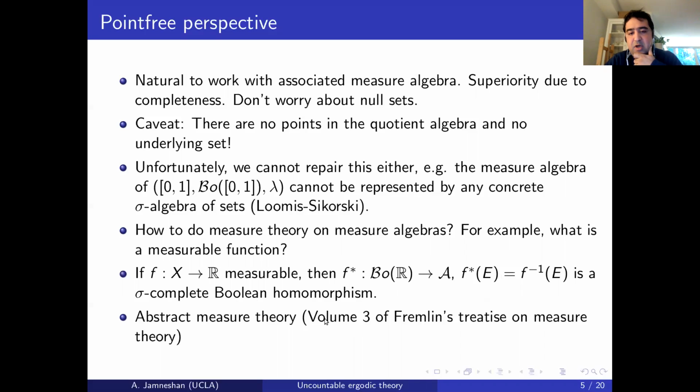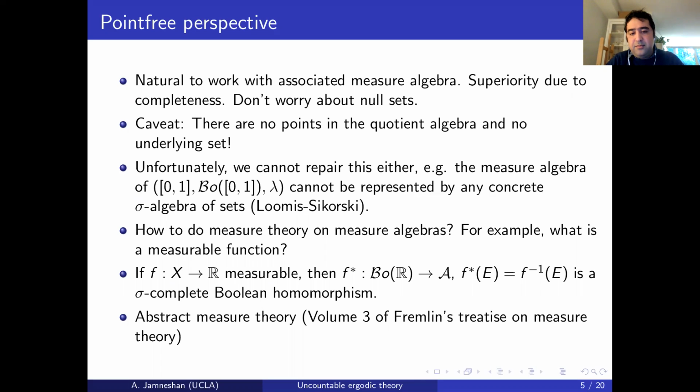And also it is sigma complete. So it respects countable unions and countable intersections. So this is just to give an example, but there is a whole theory of how one can do abstract measure theory, or how one can do measure theory on measure algebras. So point free in some sense, instead of concrete measure theory.